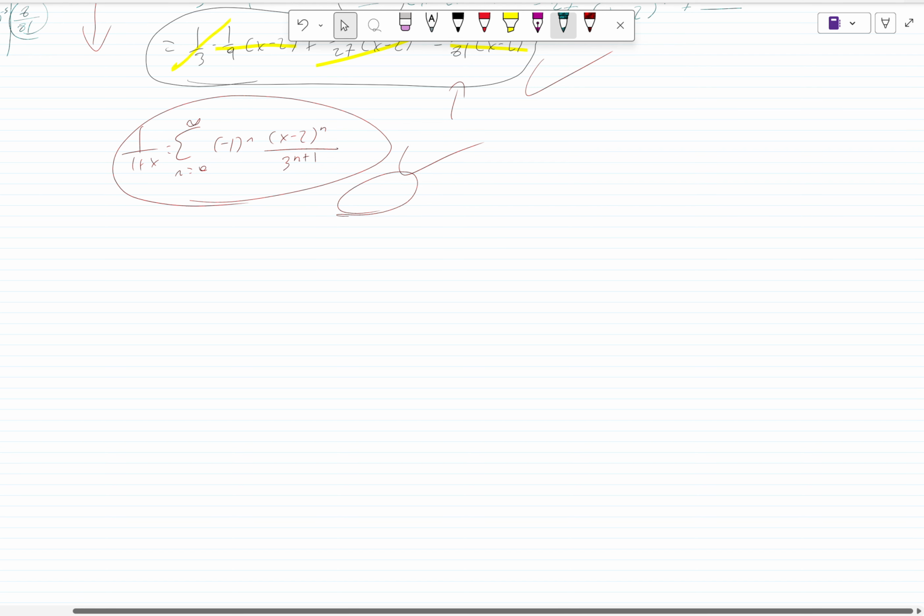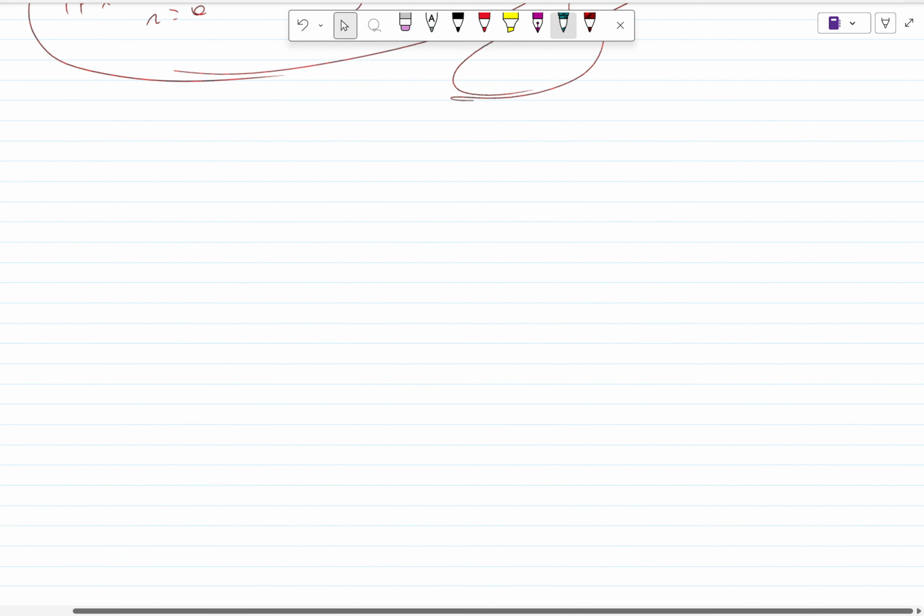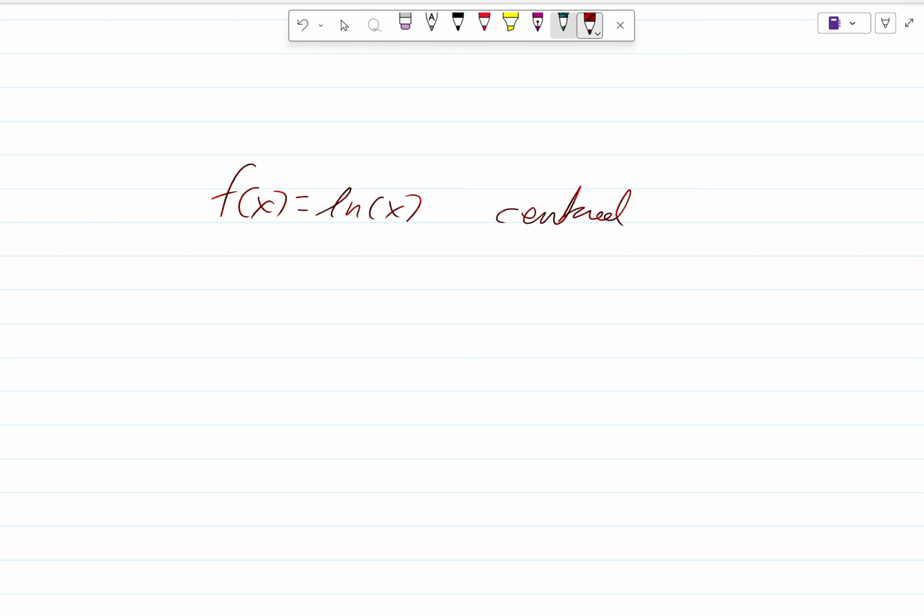Anyways, I will give you a question to do yourself, and let me know what the answer is in the comments. I know it is f(x) equals ln x, centered at a equals 1. So a equals 1 and f(x) equals ln x.